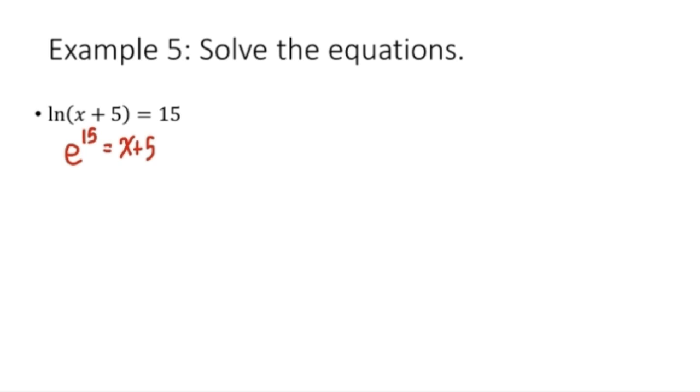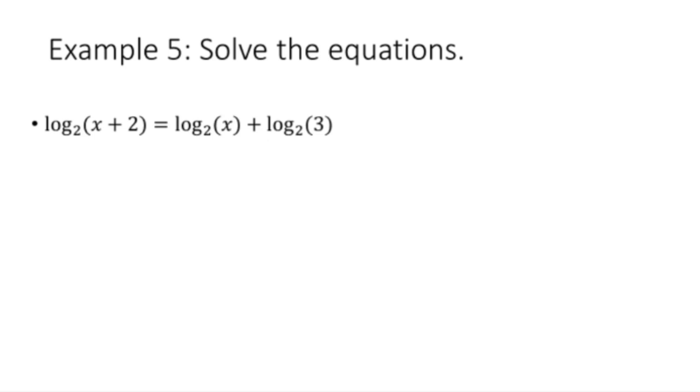Now we can see that in order to isolate x, we just need to subtract 5 from both sides. So we get x equals e to the 15 minus 5. Since e is irrational, this answer would also be irrational. So if I want the exact solution, I would keep it as e to the 15 minus 5. If you want to approximate it, you can throw e to the 15 minus 5 in the calculator and round to wherever the instructions tell you.